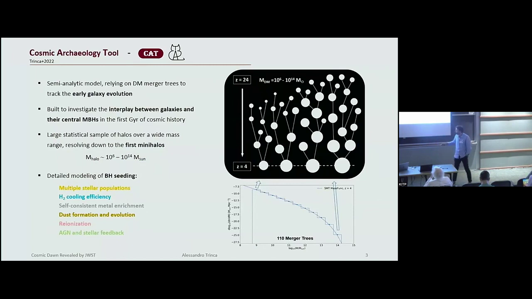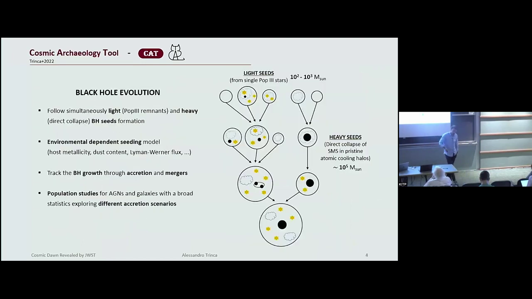And this requires to resolve a number of physical processes which are partially listed down there. And with this model, what we are able to do is to follow the formation of both light seeds from POP3 remnant and heavy seeds from direct collapsed black holes, depending on the environmental condition of each system, and follow then their growth through accretion and mergers through cosmic times, obtaining large catalogs of AGN and galaxy population.